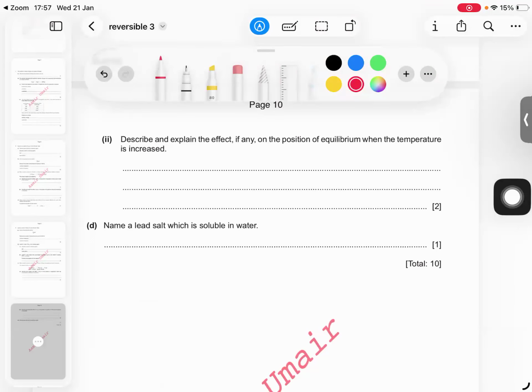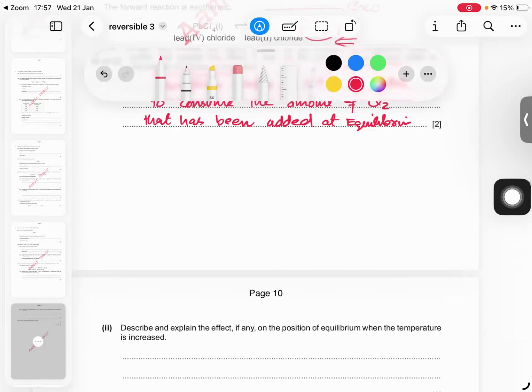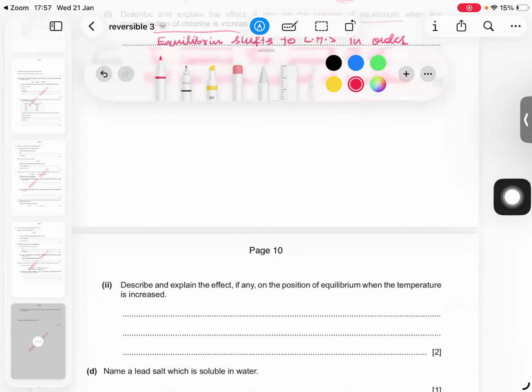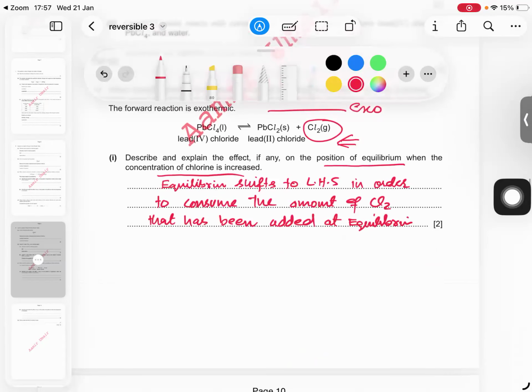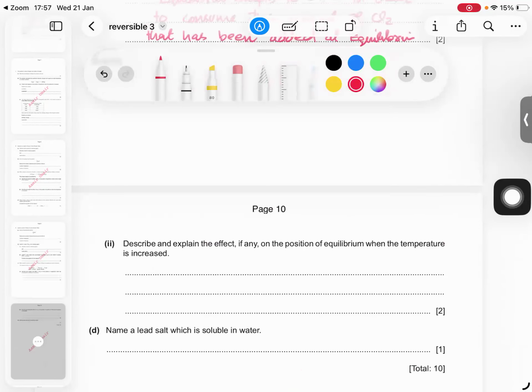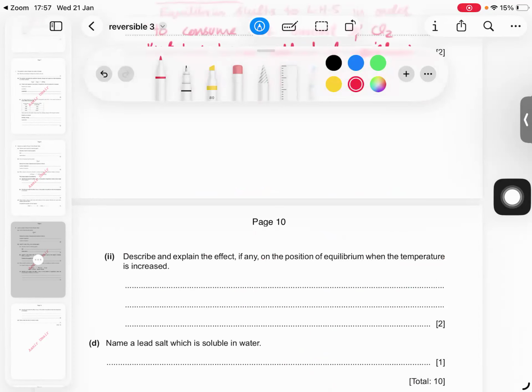Describe and explain the effect, if any, on the position of equilibrium when the temperature is increased. This reaction is exothermic. Exothermic in the forward direction. So when temperature is increased, it moves towards the left. Any exothermic reaction gives out energy, so it moves to the left. So what is the explanation? Position of equilibrium goes left. Why? As the reaction is exo in the forward or right hand side direction.